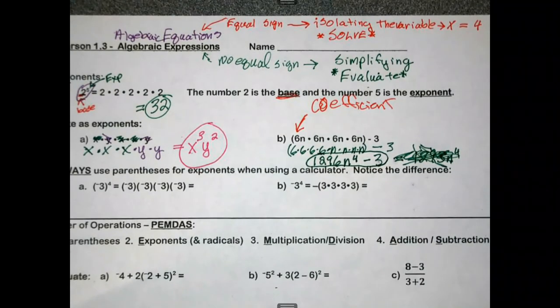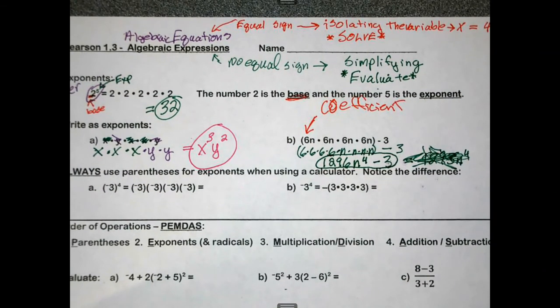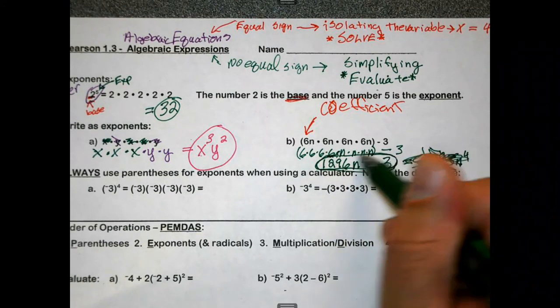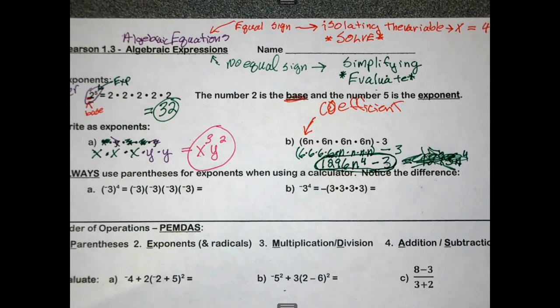I cannot combine 1296 n to the 4th and subtract 3 from it. They're unlike terms. Good. No, this is your answer. That's it. You don't even have to put anything else with it.